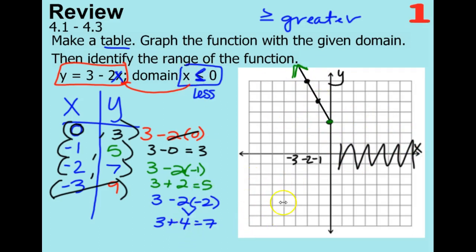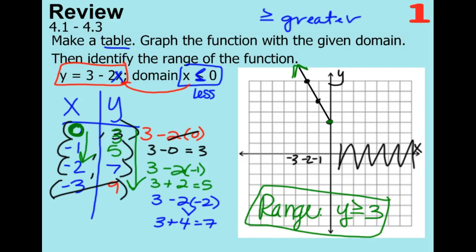Then it says identify the range. Our range is our y values. Well, if x had to start at 0 and only go down, y had to start at 3 and only go up. They went positive. So not less than, but instead greater than or equal to 3.